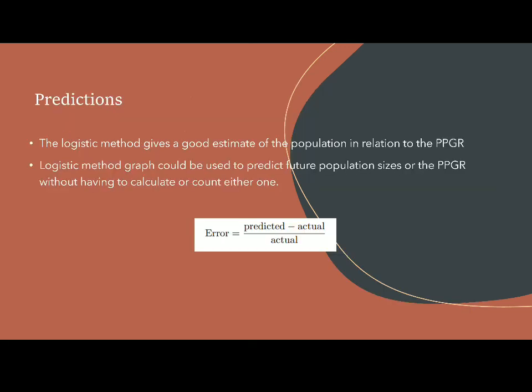Predictions can be made from this logistic method graph because of its linearity. The best fit line allows for a prediction of the Ppgr when a certain population is hit. Though predictions aren't always accurate, the error for this could be found very easily with the equation shown: predicted minus actual divided by actual, to determine if the model is still good after time.